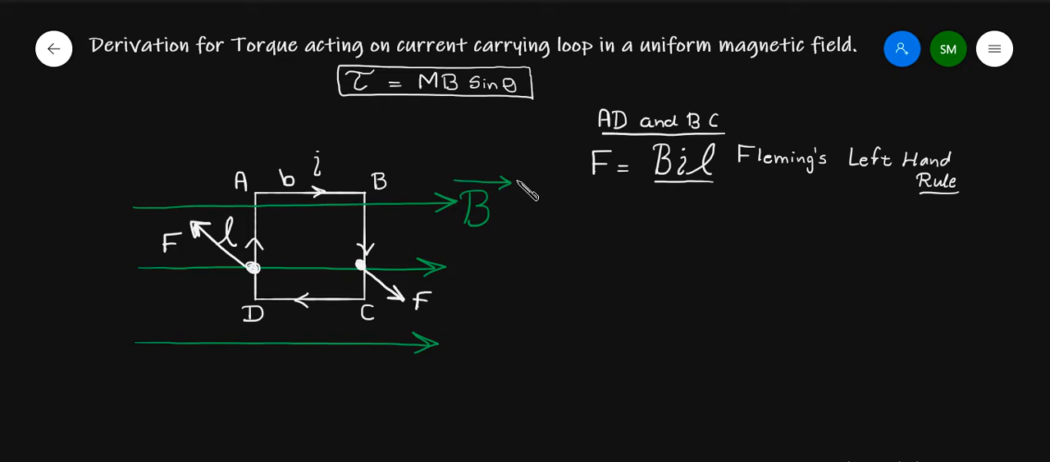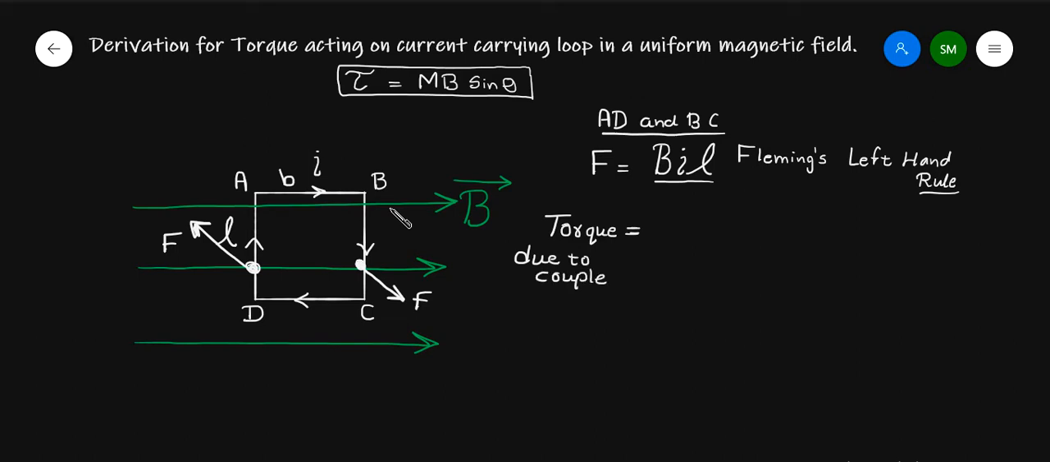Okay, this you can do by using Fleming's left hand rule. These forces which are acting on the AD side as well as on the BC side, together form a couple. And the couple produces a torque, or you can say the ability of the couple to rotate the body, that ability is measured by torque. So now we will calculate the torque produced by this couple.